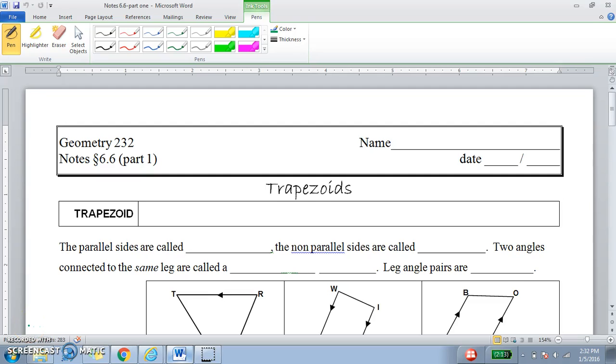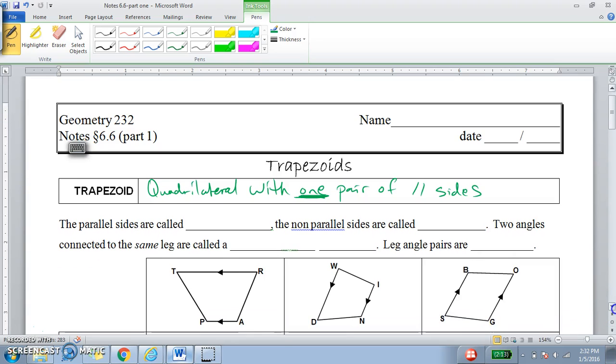This is Geometry, Section 6.6, Part 1, Trapezoids. So, a trapezoid is another kind of quadrilateral. It is a quadrilateral with one, and exactly one, so only one, pair of parallel sides. Okay, so the parallel sides in a trapezoid look like this.